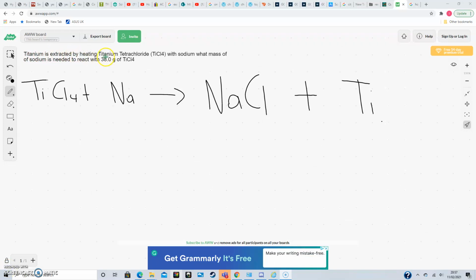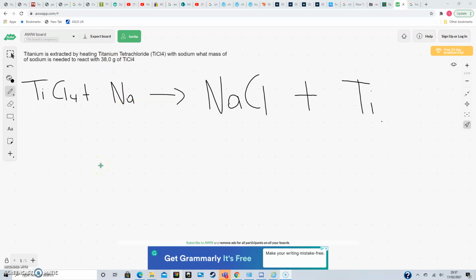Titanium is extracted by heating titanium tetrachloride, TiCl4, with sodium. What mass of sodium is needed to react with 38 grams of titanium tetrachloride? Okay, so the first thing we want to do is balance the equation.